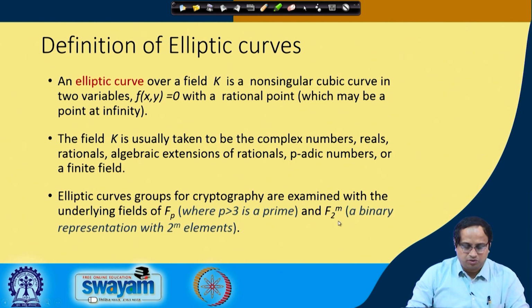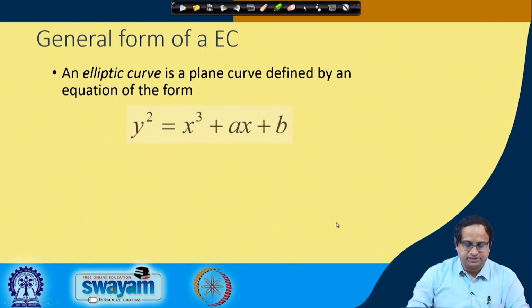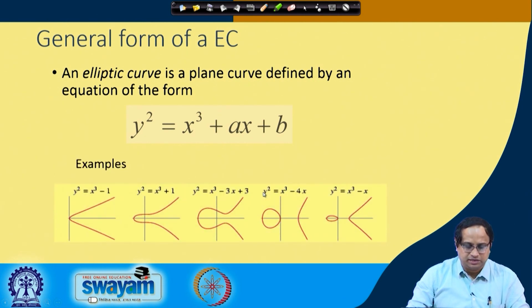Now let me take an elliptic curve of this nature: y squared equal to x cube plus ax plus b. This is the general form of the elliptic curve, a plane curve defined by an equation of this form. These are various curves that we have taken: y squared equal to x cube minus 1, y squared equal to x cube plus 1, y squared equal to x cube minus 3x plus 3, y squared equal to x cube minus 4x, y squared equal to x cube minus x. You can take different curves of this nature by choosing different values of a and b.